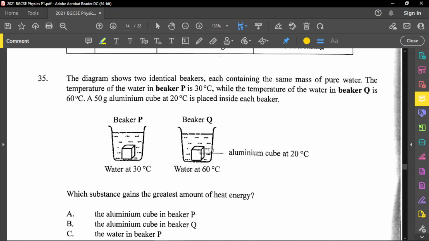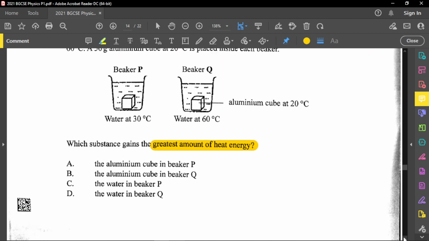So what is different between these beakers here? Notice again, the same amount of water, but the only difference is the temperature, right? And it's asking you which of them gains the greatest amount of heat energy. And so if you think about it, if it's the same volume at higher temperature, then you have more energy in that one, because again, a greater temperature equals a greater amount of energy. And so therefore the aluminum cube in beaker Q must be the one that gains the most energy because it has a higher temperature. The same amount of water, but at higher temperature.